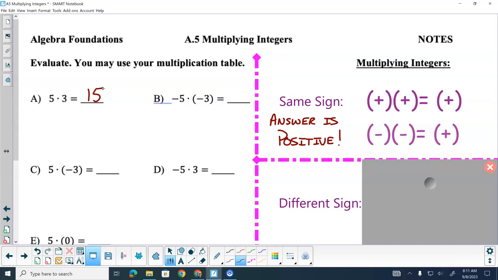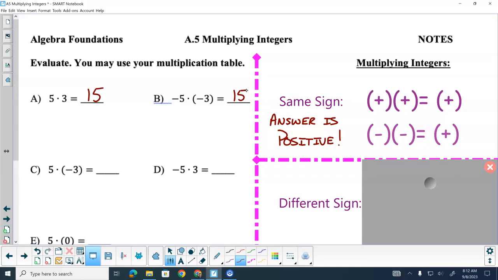Negative times a negative, negative 5. Notice there's no negative numbers on your chart, so I'm just going to go with the numbers. I'm thinking about this as 5 times 3, and then I'm going to apply my rule. So I still do the 5, still do the 3, get them together, still get 15, but because it's a negative times a negative, that means it's positive 15, because the signs are the same. With me on that?